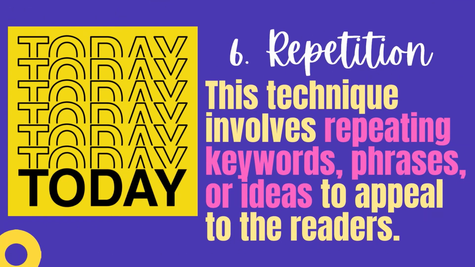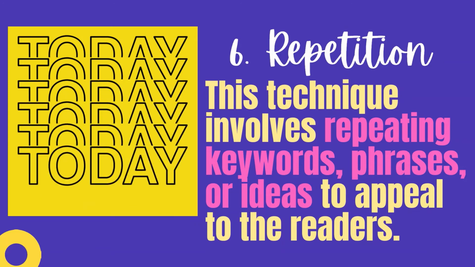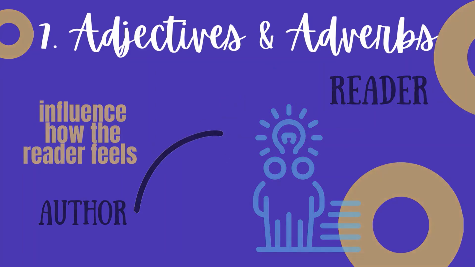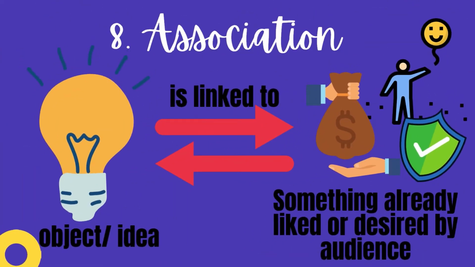The sixth one is repetition. This technique involves repeating keywords, phrases, or ideas to appeal to the readers. Using carefully selected adjectives and adverbs makes it possible for the writer to influence how the readers feel. Association tries to link an object or an idea with something already liked or desired by the target audience, such as wealth, success, pleasure, and security.